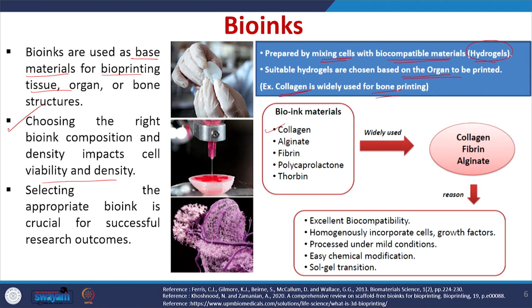materials. We can use the collagen or alginate or fibrin. So these are widely used bio ink materials because they have excellent biocompatibility, and they homogeneously incorporate the cells and growth factors, and they are very easy to process under mild conditions, and also very easy to modify by simple chemical reactions. And also they have a sol gel transition. So, these are the advantages of these bio inks.